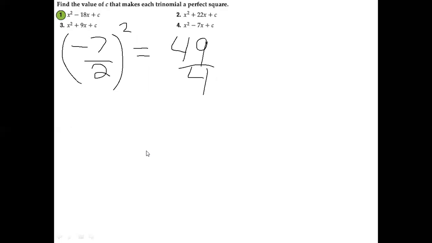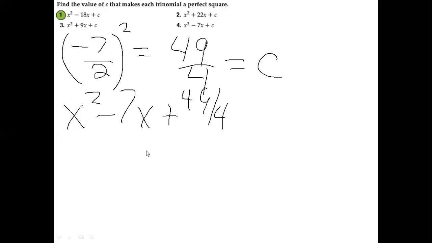So number 4, you do half of negative 7 squared, which would give you 49 over 4. Now again, 4 doesn't evenly divide into 49, so just leave it like that. Don't change it into a mixed number of 12 and a fourth. Just leave it as the fraction. So that would be the value of c, and your trinomial would be x squared minus 7x plus 49 over 4. Again, if you do x plus or minus, in this case minus, half of the middle term, quantity squared, that gives you the factored form of that perfect square trinomial.